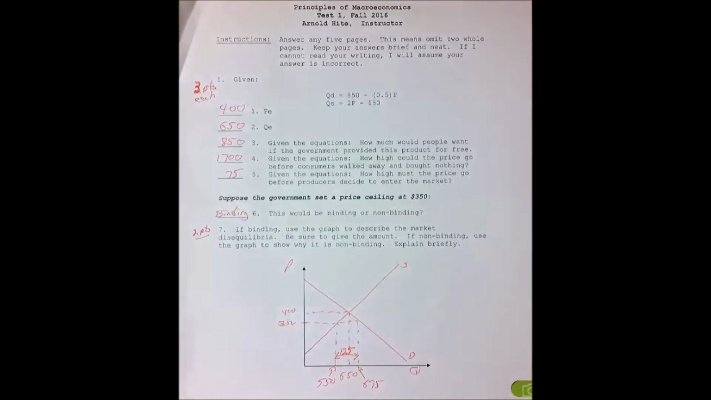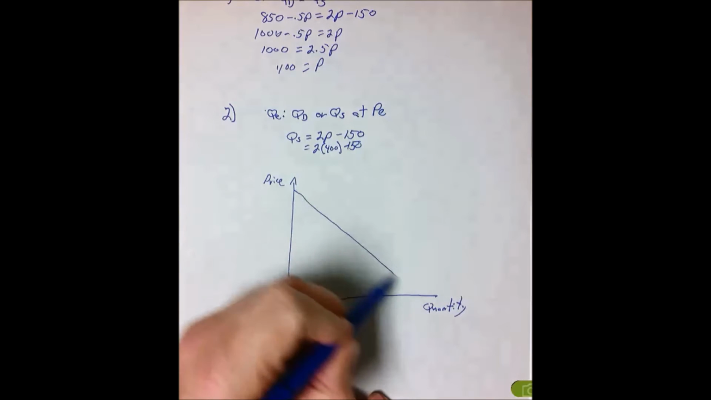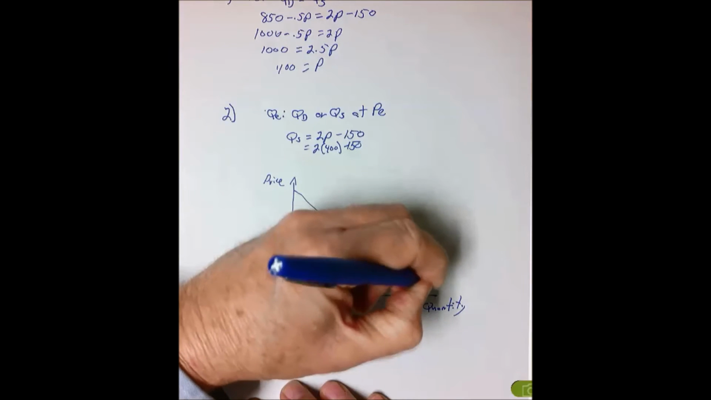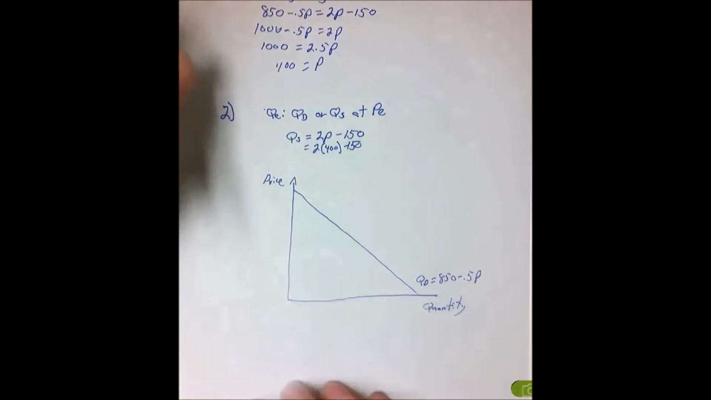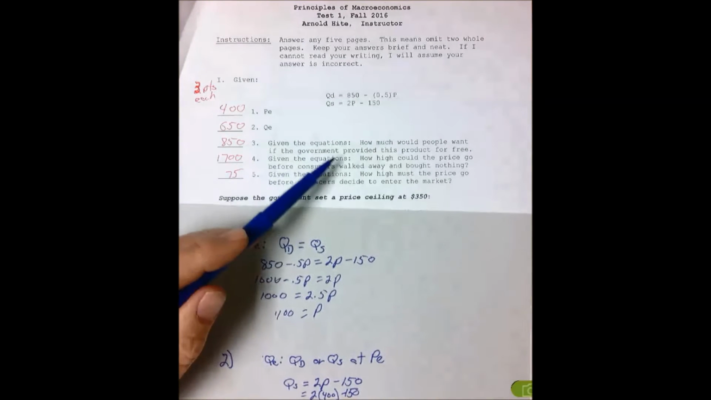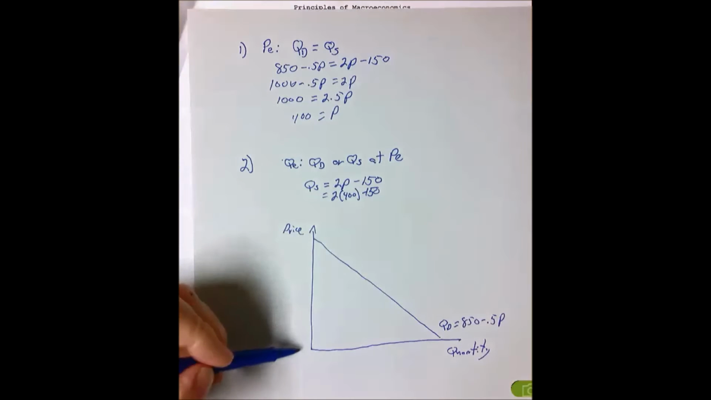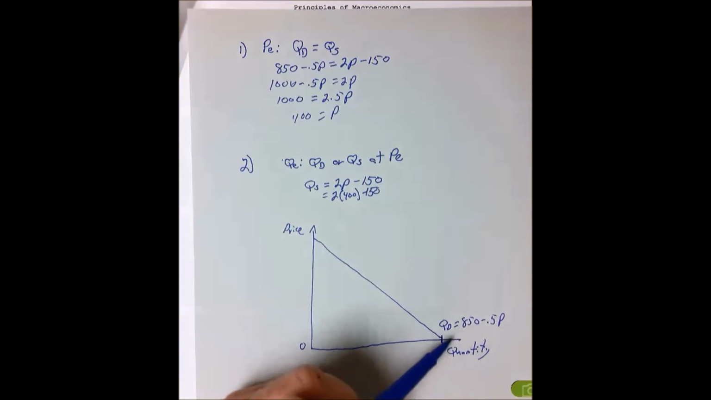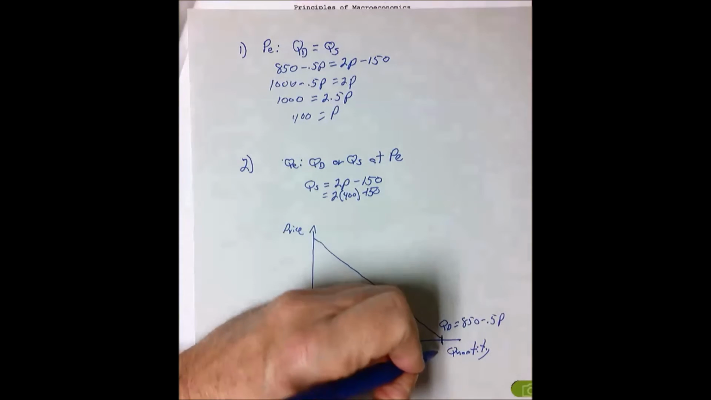So then it asks, given the equations, how much would people want if the government provided this product for free? So what you need to do is draw the demand curve. And remember that this equation is QD is equal to 850 minus 0.5p. And the question is, how much do they want if the government provides the product for free? So it's on the demand curve. If the price is free, that would be down here. And we just want to know what that number is. And you can read it from the demand equation very easily. If the price is set to 0, the quantity demanded will be 850.